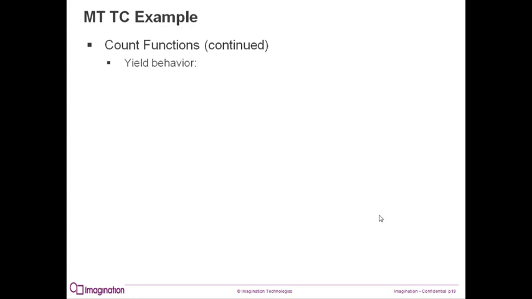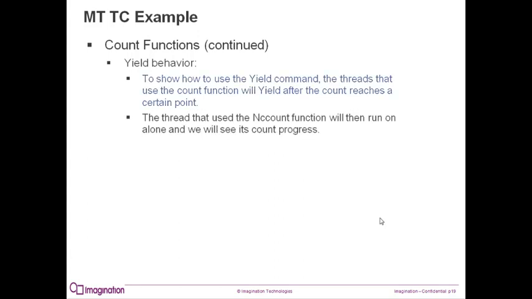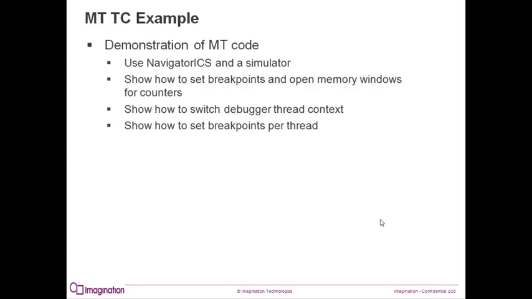Each thread will use the yield command to terminate itself once terminal count has been reached. You will see that threads using the count function will terminate before the threads executing the endCount function because they have gotten to run while the endCount function was stalled.